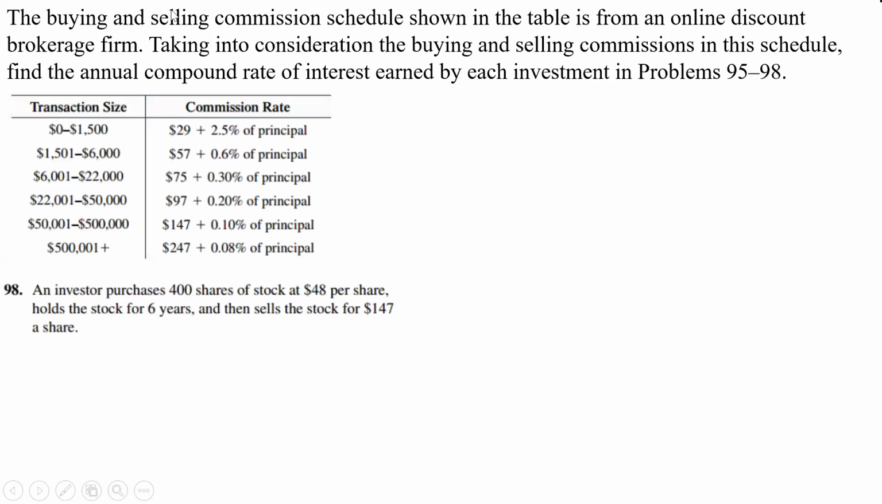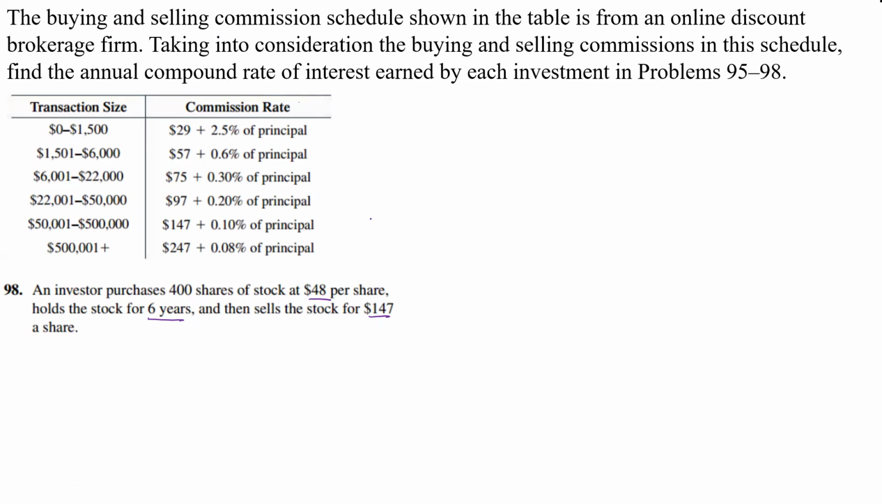All right, so here the buying and selling commission schedule shown in the table is from an online discount brokerage firm. So we're supposed to take into consideration the buying and selling commissions in the schedule. We've seen a similar type of problem like this where you have a commission and the transaction size. Here it says an investor purchases 400 shares of stock at $48 per share, holds the stock for 6 years, and then sells it for $147 a share.